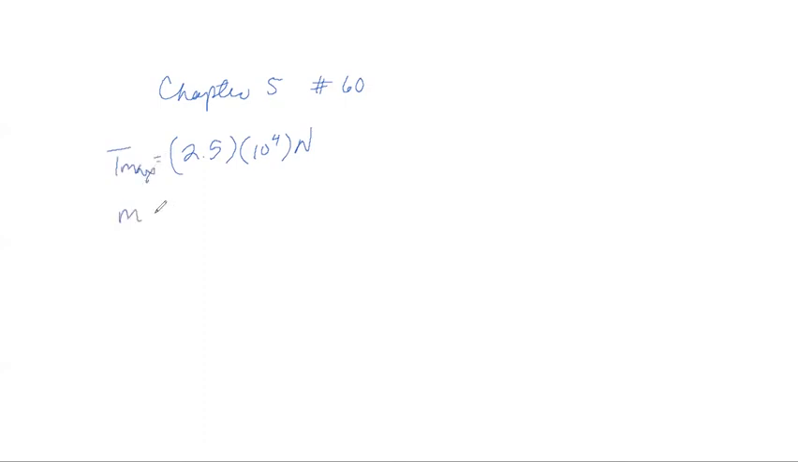And m equals 90.0 kg. Okay, if the angle theta is 10 degrees, what is the tension in the rope? That's part A. And then part B is, what is the smallest value theta can have if the rope is not going to break?